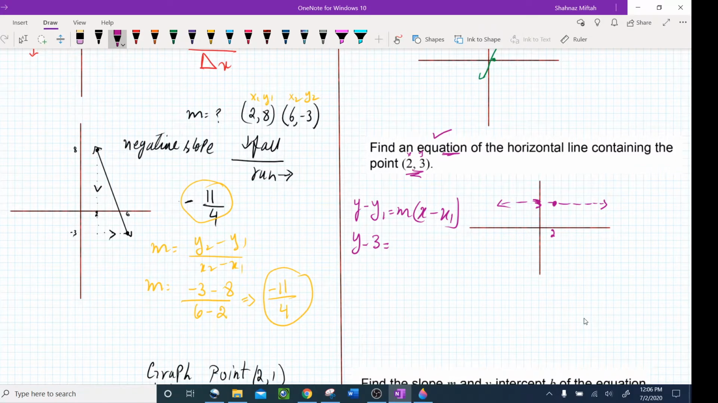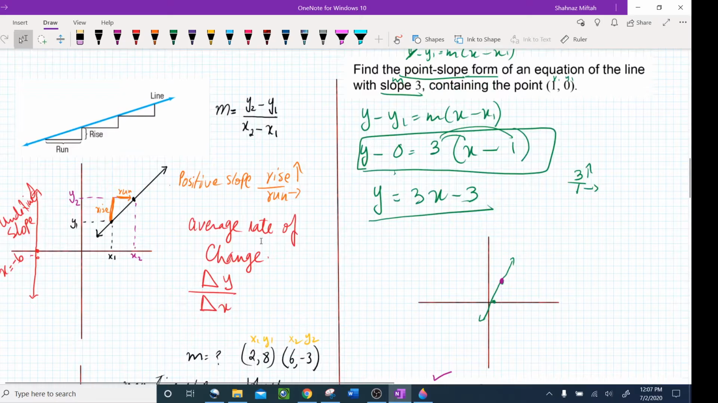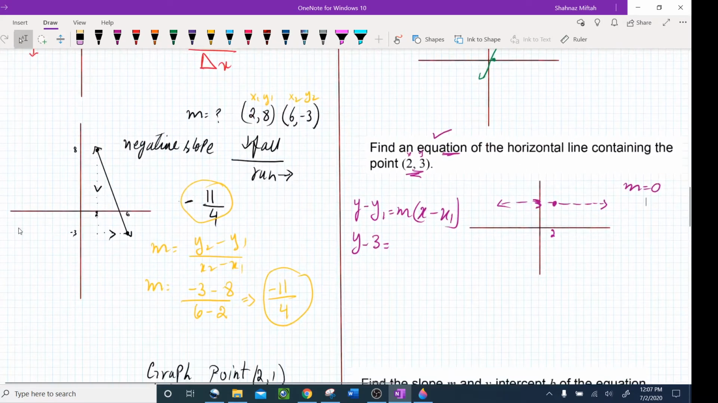Do you see what the slope of this line is? The slope of this line is going to be 0, because it's a horizontal line. If you guys remember, I said the vertical line slope is undefined. The horizontal slope is always 0. Okay, so the slope is 0. And this x1 is 2, which is right there.